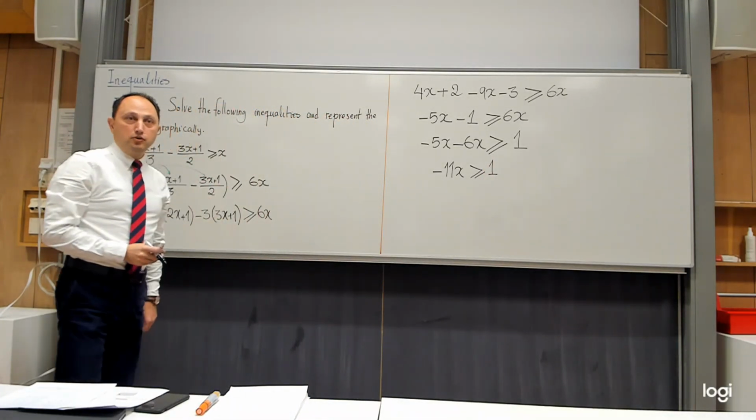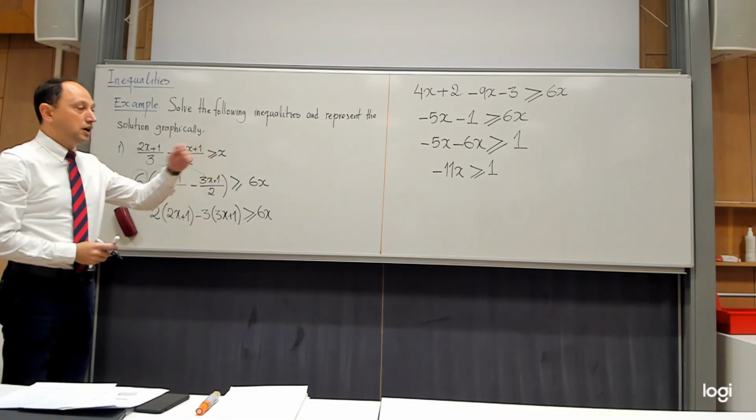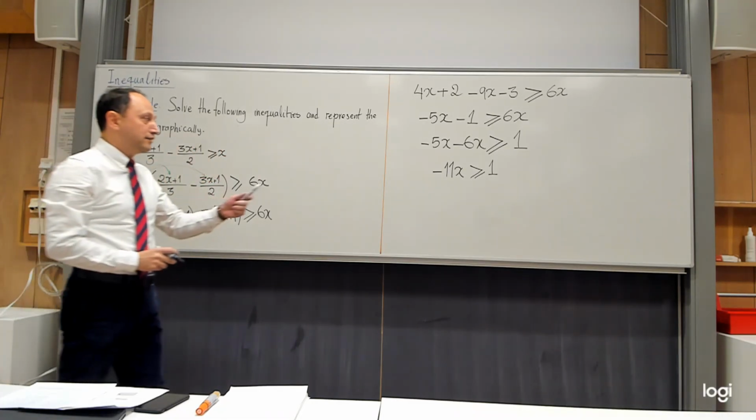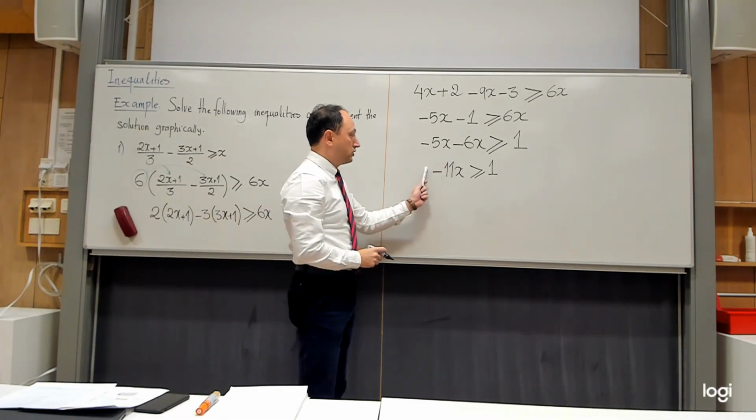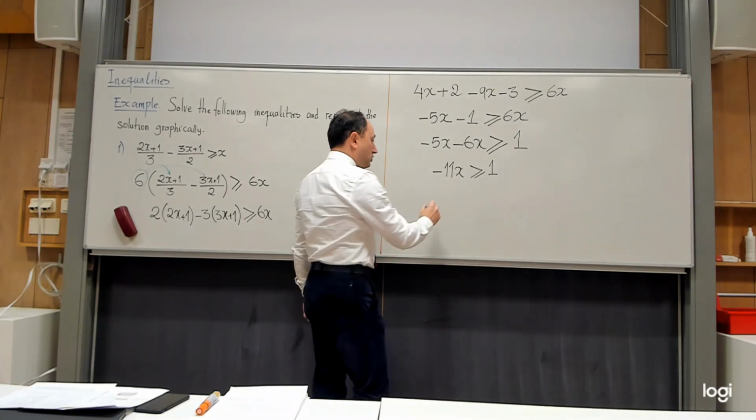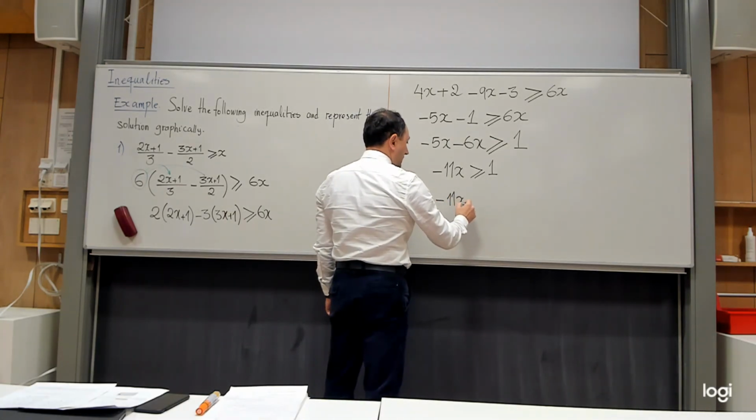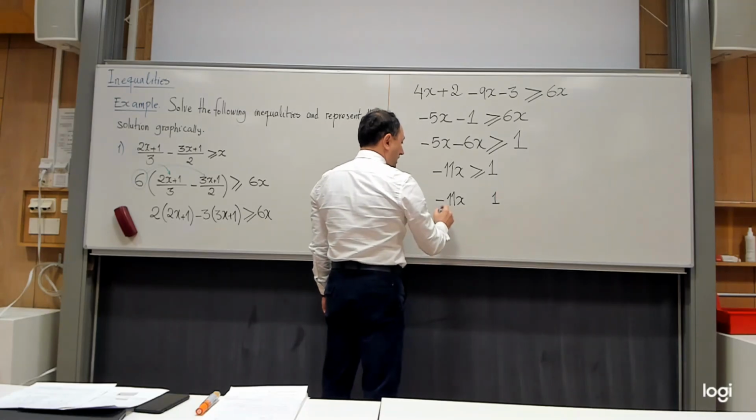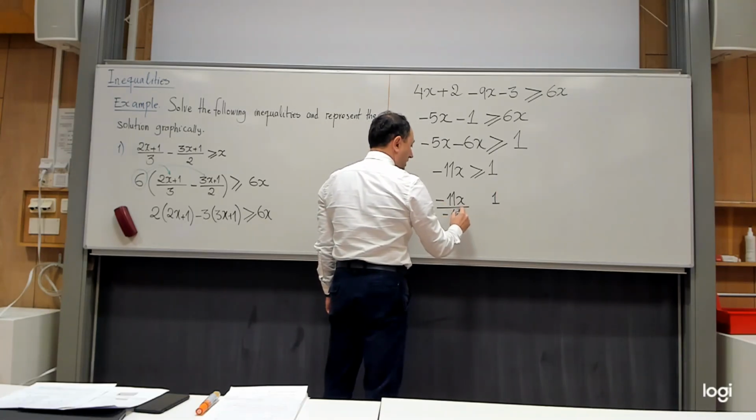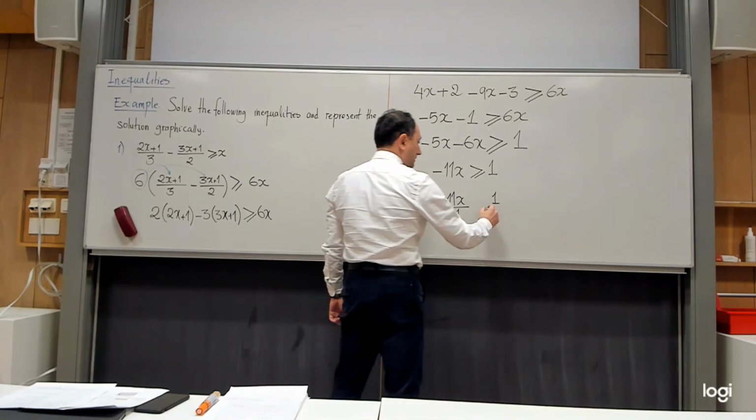And now this is the important part, because it is not finished yet. I want to make x alone, so I have to divide by this number to get rid of this to make x alone. So let me write it patiently. I take this one and I take this one. I have to divide both sides by negative 11.